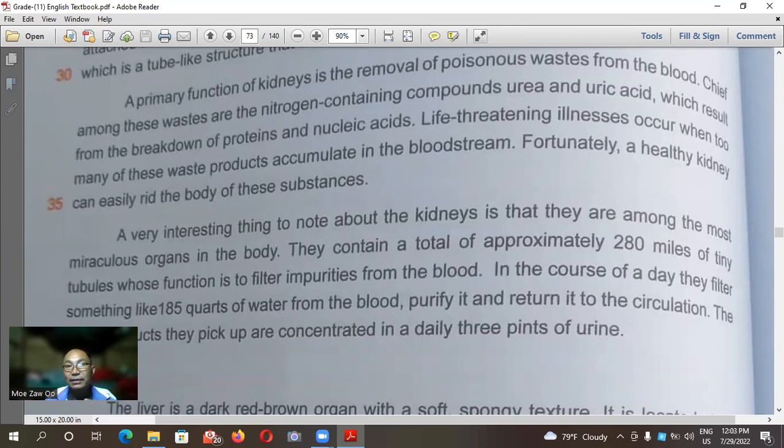Life-threatening illnesses occur when too many of these waste products accumulate in the bloodstream. Fortunately, a healthy kidney can easily rid the body of these substances.